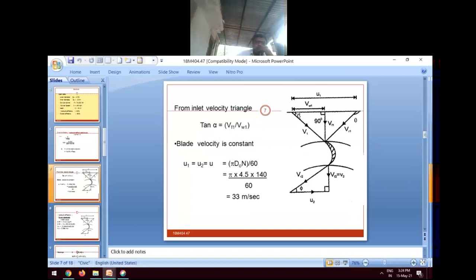Okay, you are asked to calculate alpha. But the blade velocity is constant, that is u1 equal to u2 equal to pi D o N by 60. The outer diameter is given, N is given, so you can calculate the blade velocity u, that is 33 meters per second.